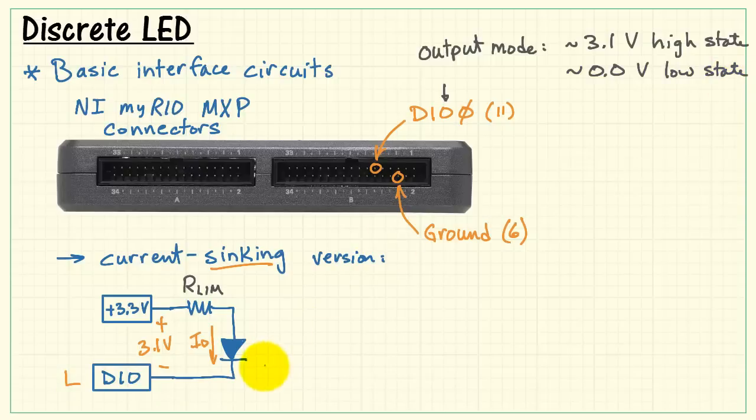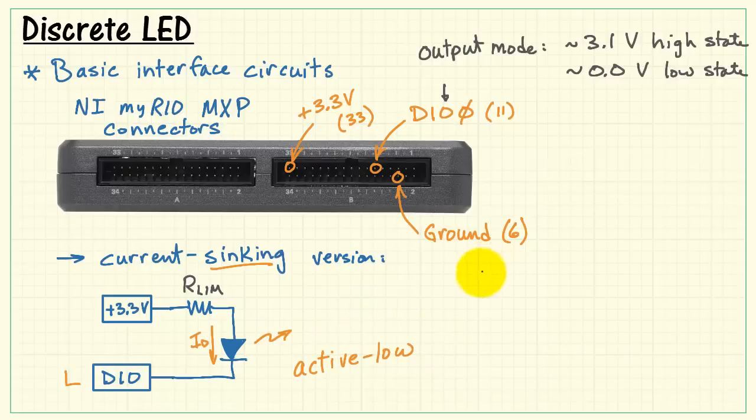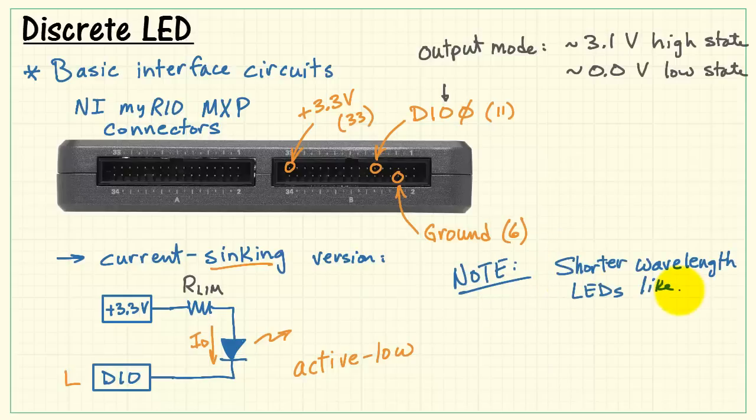In the low state, 0.0 volts is very much close to the ground. Now the 3.3 volt supply is up here on pin 33, kind of a convenient number. Pin 33 for 3.3 volts. When we put the DIO in the low state, current flows from the source through the diode on its way to ground, and we say that this is an active low control or interface circuit for the LED.